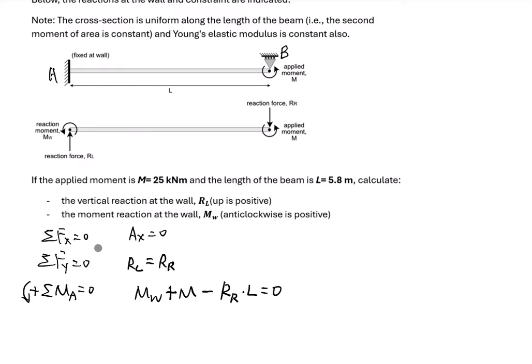So these are the three equations of equilibrium we can write down. We already know AX equals 0, so we don't consider it here. Now we have two other equations, but in these two equations we have three unknown forces, RL, RR, and MW. We cannot solve for three unknowns with just two equations, so we need to find an additional equation to help us solve for the three reaction forces.